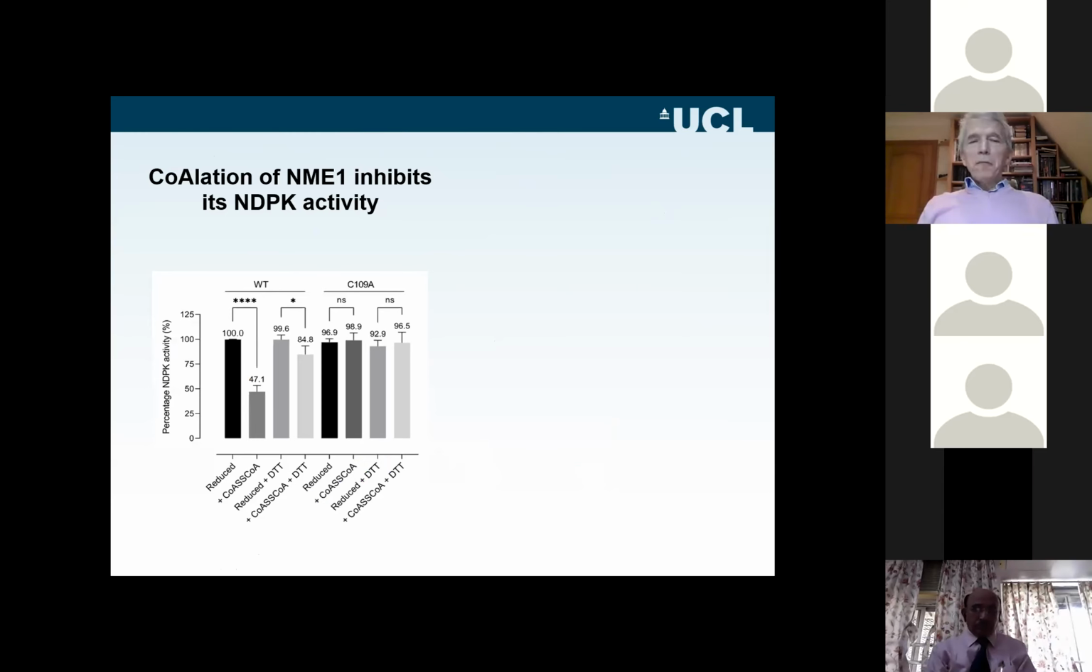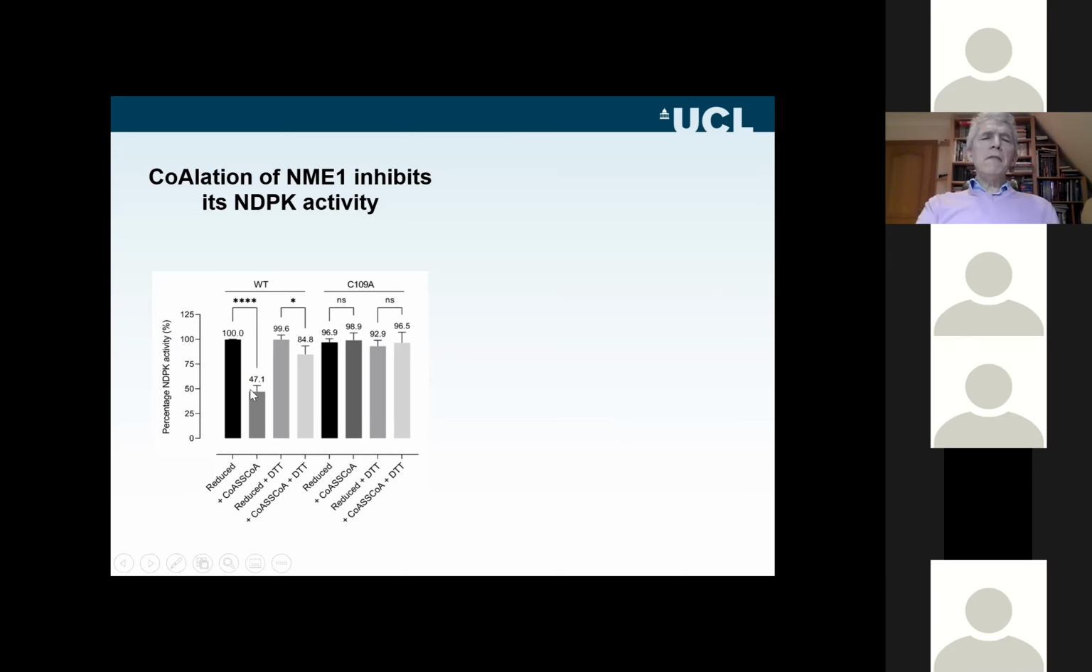So we purified recombinant NME1 and demonstrated that CoAlation occurs very efficiently and would significantly inhibit the NDPK activity of NME1. When you add DTT and remove CoA covalently bound to cysteine 109, the activity could be recovered. We also demonstrated that the cysteine 109A mutant is not sensitive, it does not bind CoA covalently, and is not sensitive to the inhibition with CoA-CoA dimer.